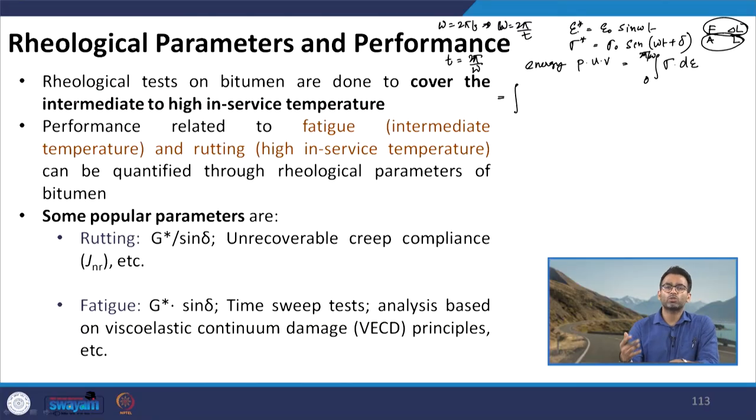So I hope with this it's clear how these two terms actually came in, G star by sine delta and G star dot sine delta. Now, coming to the rutting parameter G star by sine delta, it was mostly developed through studies on unmodified bitumen, and it did not ensure how well the sample can recover when the load is applied and then removed, because this is what happens in a typical pavement, right?